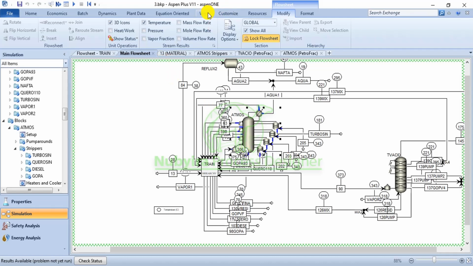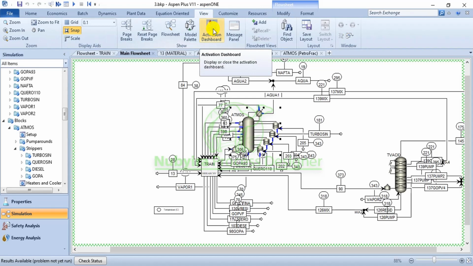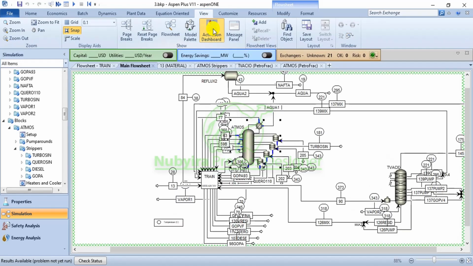So in order to do that, we use something called the activation dashboard. For example, there is some software by Aspen Tech, like Aspen Energy Analyzer, Aspen Capital Cost Estimator, and the Aspen Exchanger Design Rating. We can integrate those software with Aspen Plus, with our model in Aspen Plus, in order to do some energy calculation, energy analysis on our model in Aspen Plus.